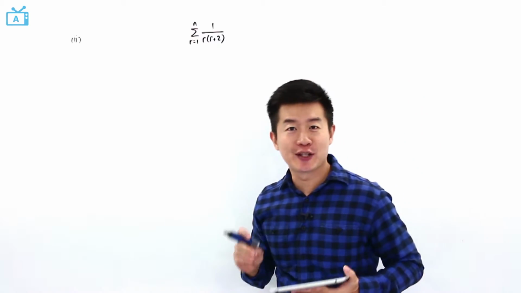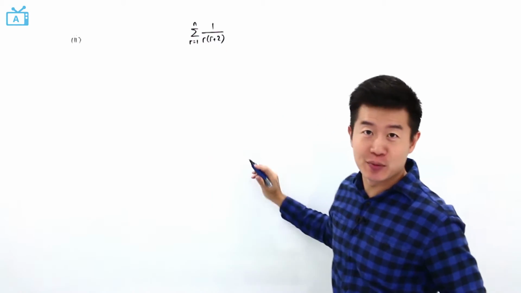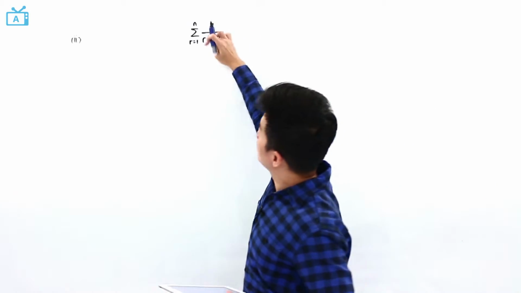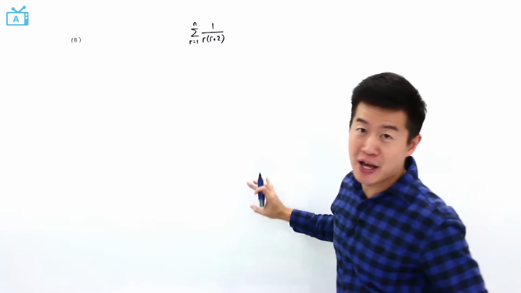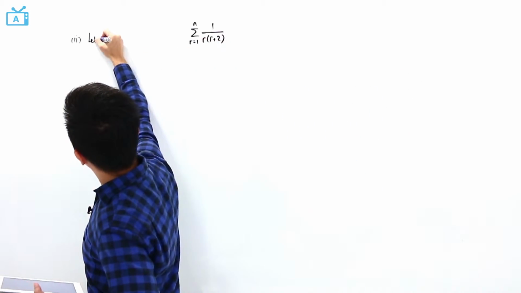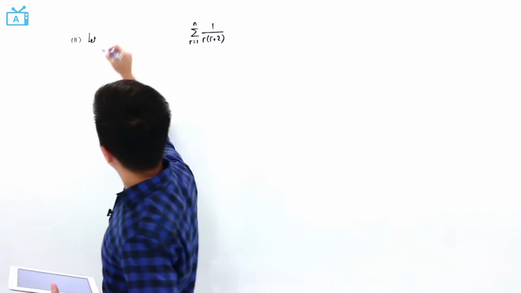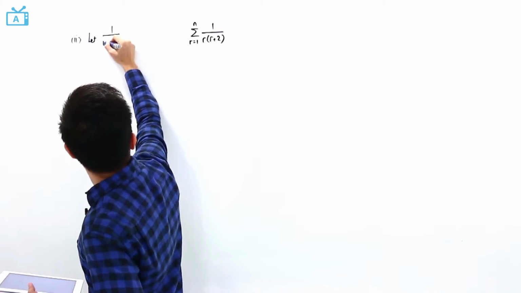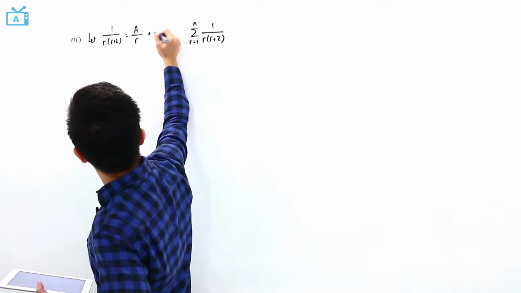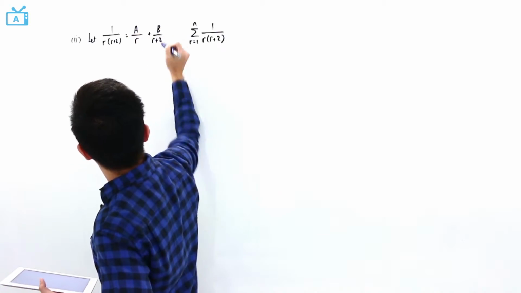According to the question, what we actually need to do is to evaluate this summation by using the method of difference. And to do method of difference, what we need to do first is to re-express what we have in the summation notation. So let's focus on this, and I'm going to re-express it by making use of the partial fraction. So I'm going to let 1 over r(r+2) be equal to A over r and B over r+2.